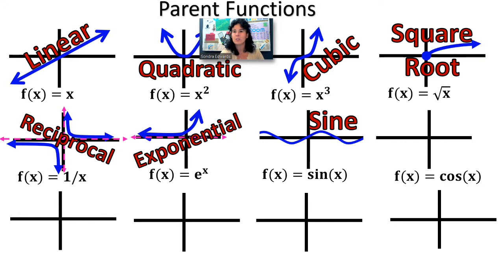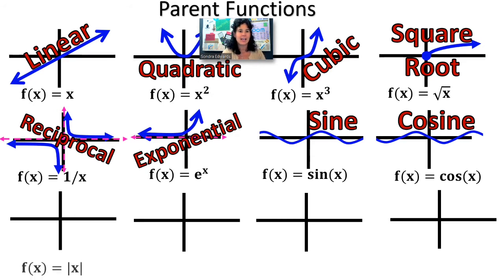Next, we have y equals cosine of x, and cosine of x looks almost exactly like the sine of x, oscillating between 1 and -1. Right. Next, we have y equals the absolute value of x.